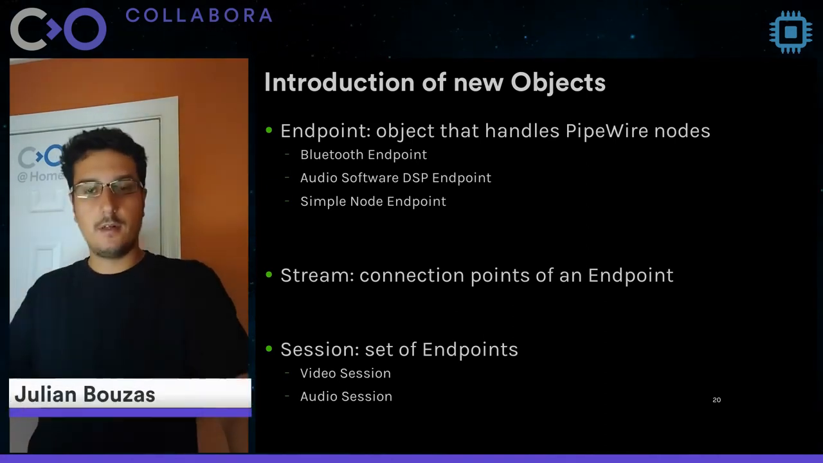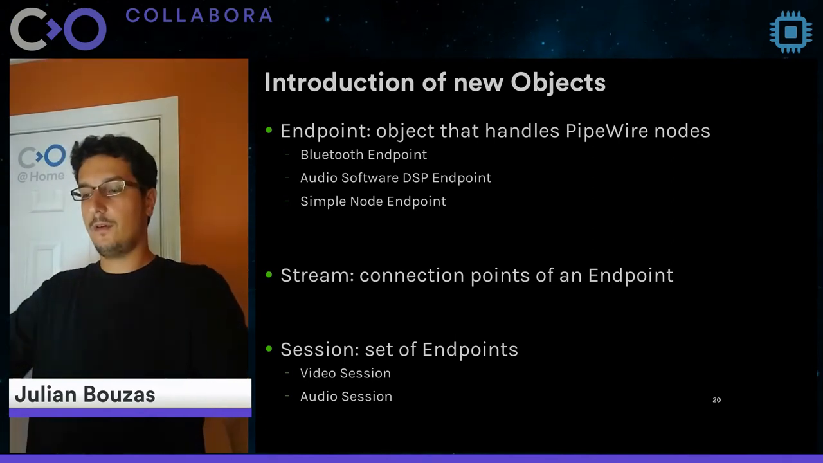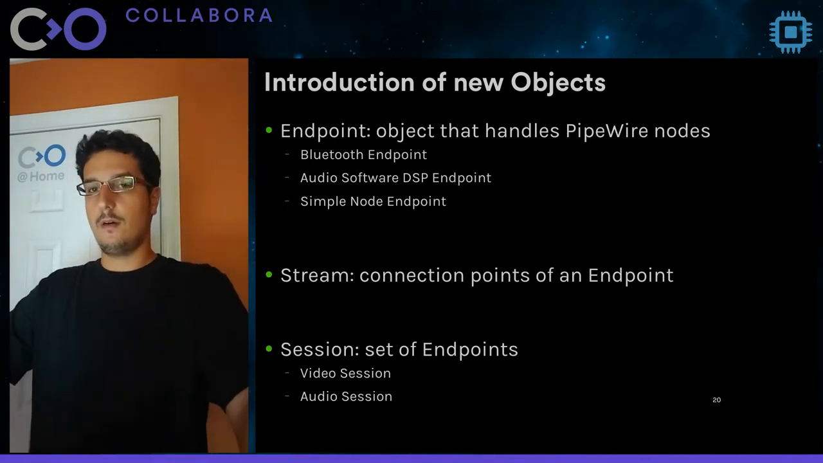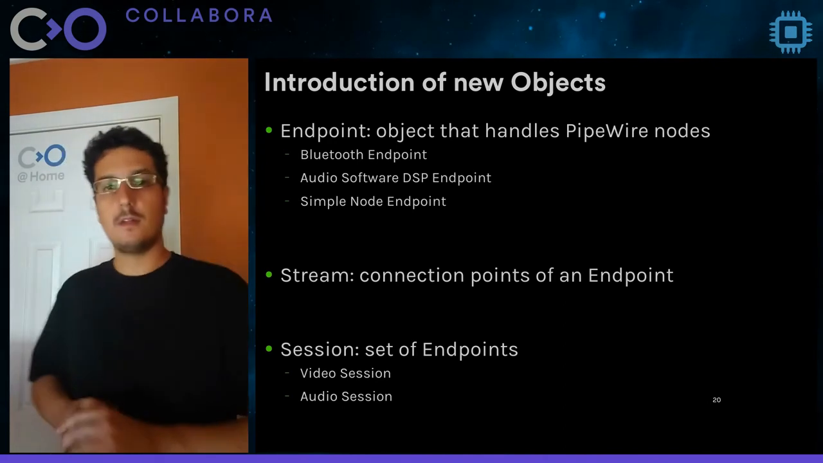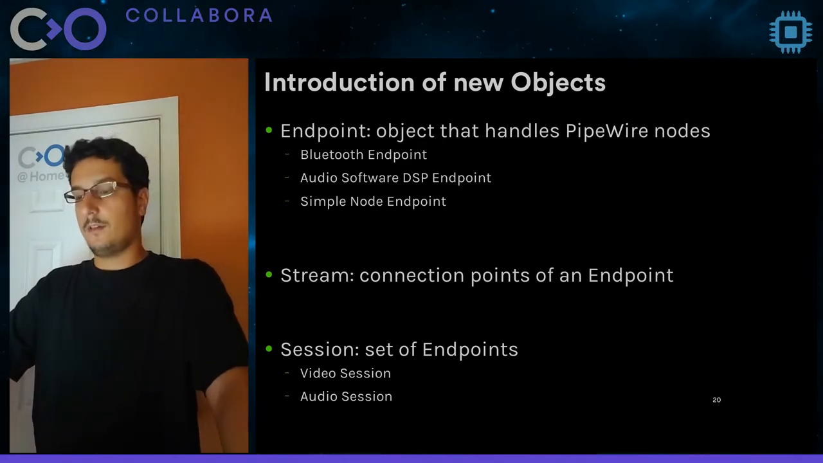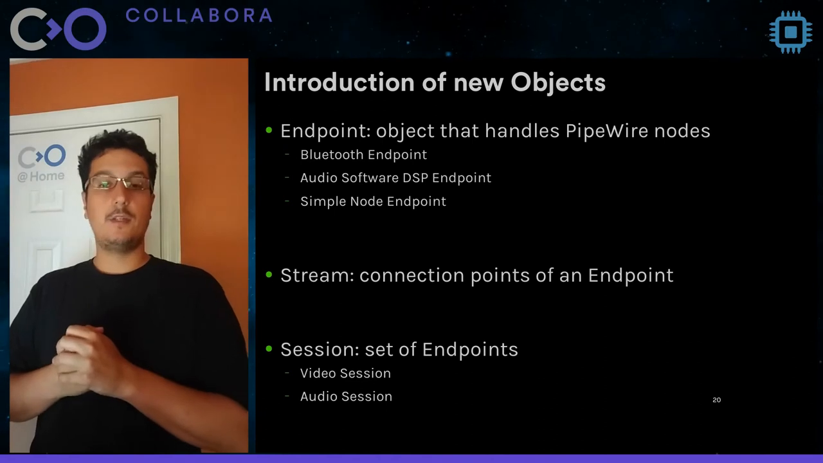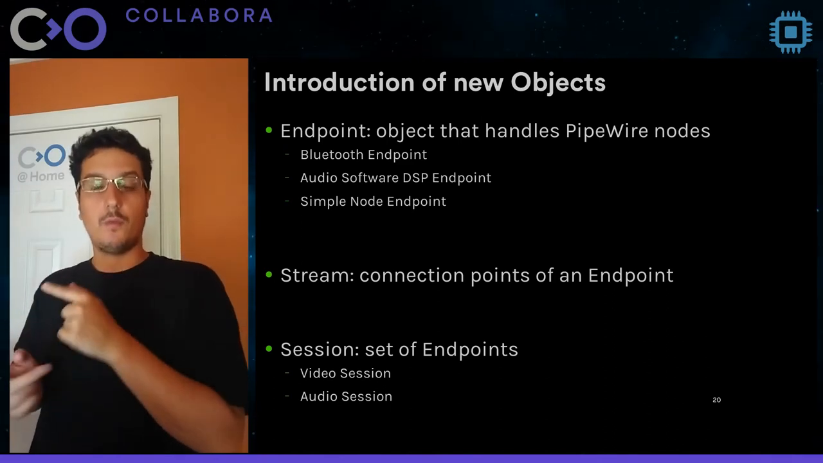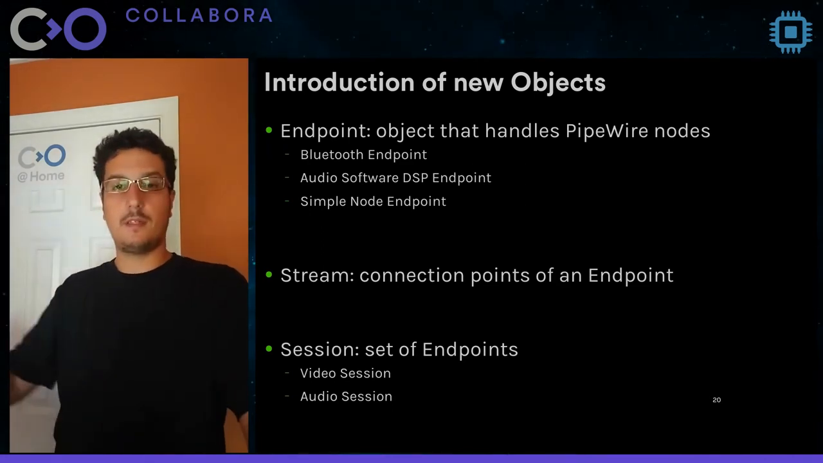So basically, WirePlumber, since it's a higher-level API, introduces three new objects. It introduces the concept of an endpoint. An endpoint is basically a set of nodes that follow a similar specific logic. This is very useful for devices that expose a lot of nodes, but a lot of them need to be treated in the same way. So for example, you could have a Bluetooth endpoint that has one node for the A2DP profile and one for the HSP profile. And applications, when they connect to it, don't need to worry about switching different profiles in the Bluetooth device.